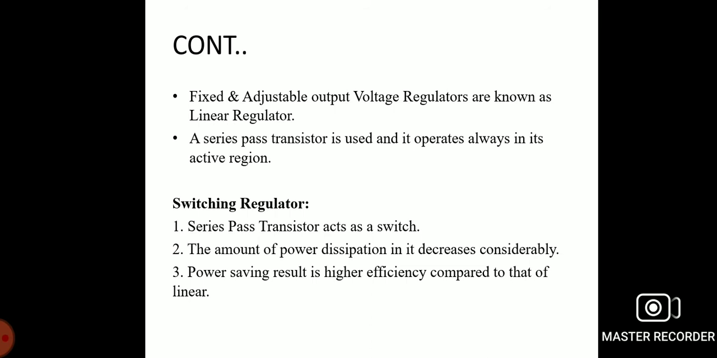Now, the fixed and adjustable output voltage regulators are known as linear regulators. A series pass transistor is used and it always operates in the active region. In the switching regulator, the series pass transistor acts as a switch. The amount of power dissipation in it decreases considerably. The third one is that the power saving results in higher efficiency compared to that of linear regulators.